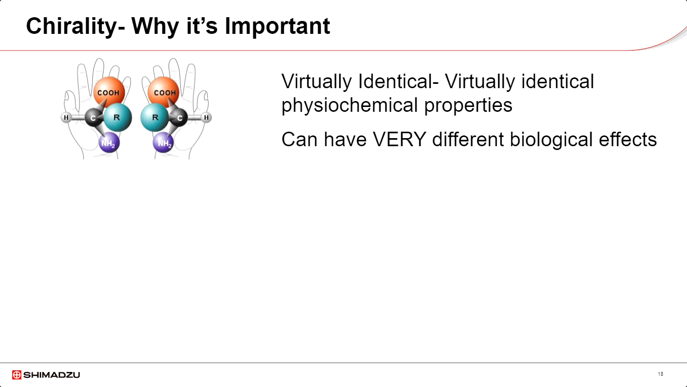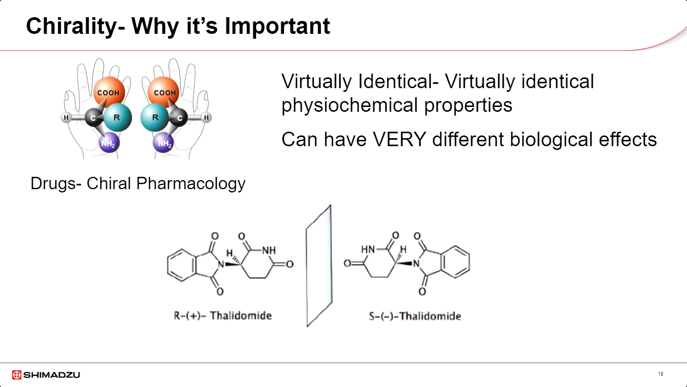Just a quick review of chiral molecules and why they're important. Chiral molecules have a stereocenter that allow them to become mirror images, kind of like your hands. They're virtually identical in every way, shape, and form, physical, chemical properties, and so forth, but they have very different biological effects. These biological effects, especially in drugs, are referred to as chiral pharmacology. Perfect example of that is thalidomide. Whereas the R enantiomer is a very safe and effective sedative, the S enantiomer is a teratogen and causes severe birth defects.